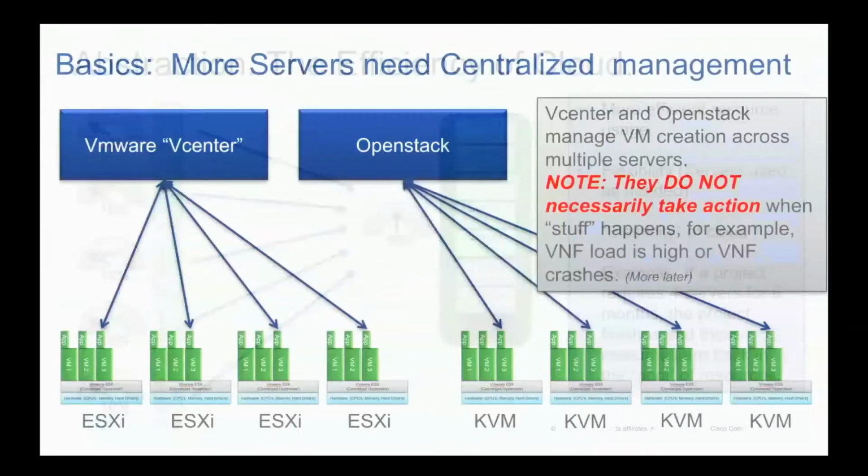So where these things start getting complicated is when I move beyond 1 or 2 servers. It's one thing for me to go to 2 ESX servers and spin up some VMs. What about when I get to 50 servers? What about when I get to 500 servers? Now I need some way to manage that, so we take a controller approach.